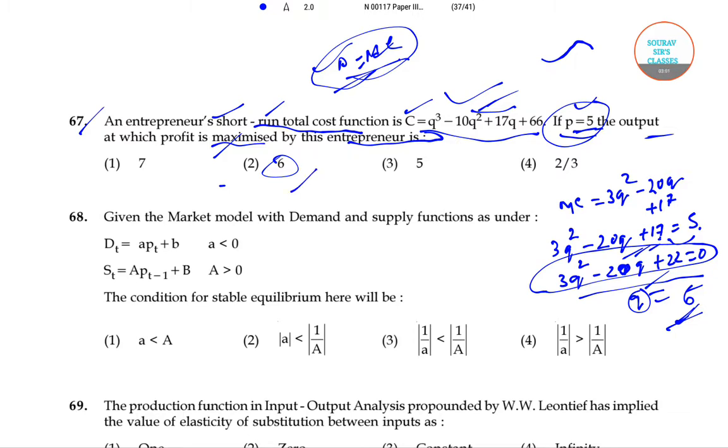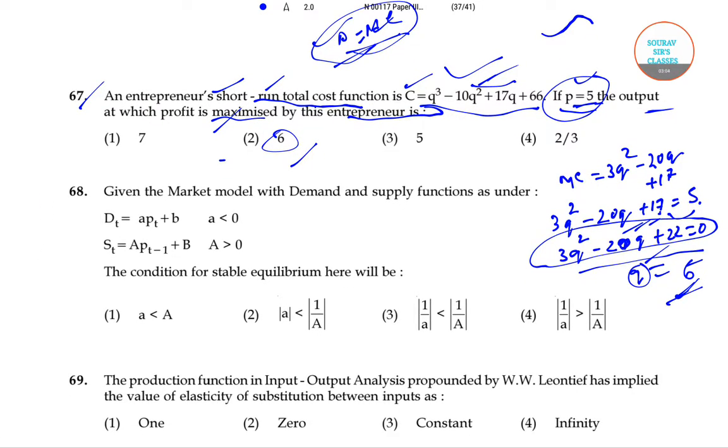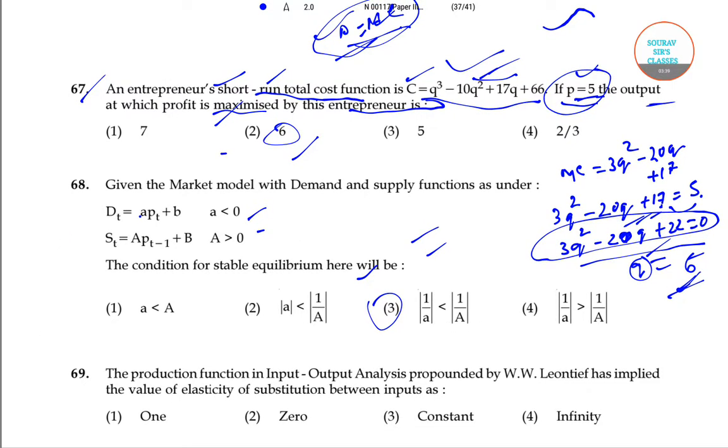Now we'll go to the next question, which is question number 68. In question number 68, the market model with demand and supply functions is given as under. So we have to write down the condition for stable equilibrium here. For question number 68, just remember this, the right answer would be option A, that is 1 by a must be less than 1 by A. In order to know more, you can refer to the other videos. For the time being, it will be 1 by small a less than 1 by capital A.